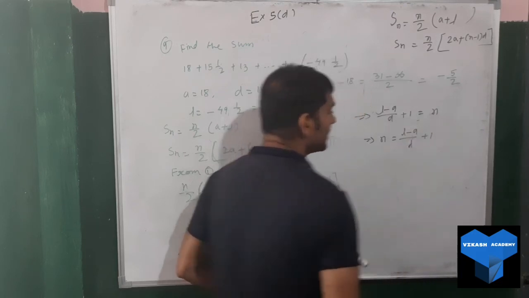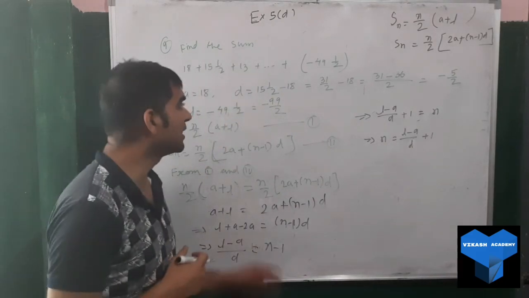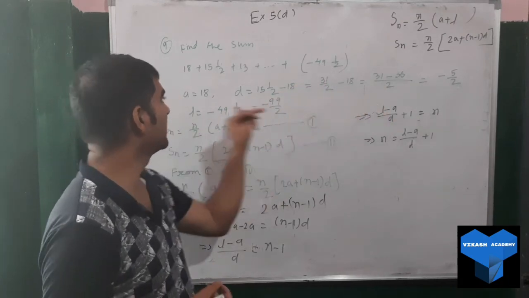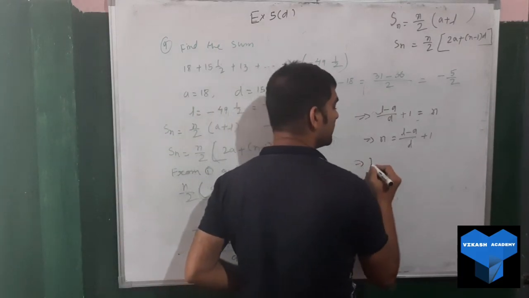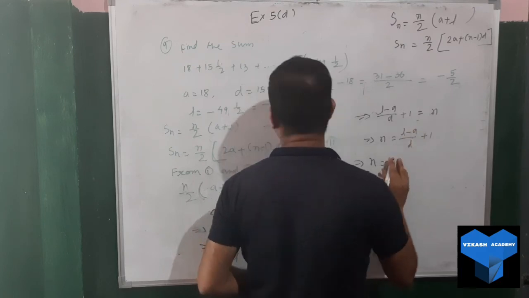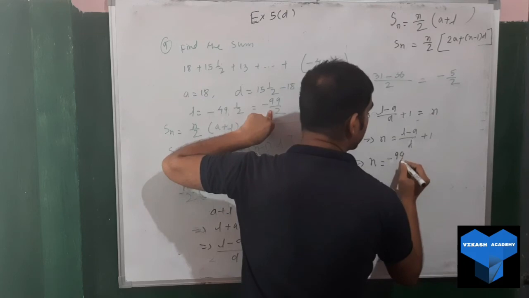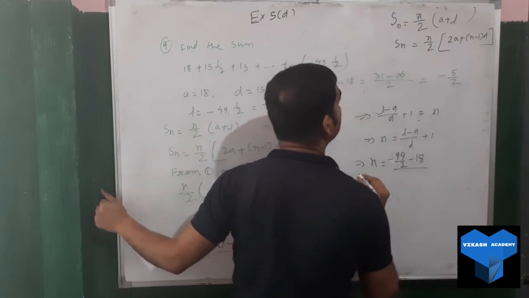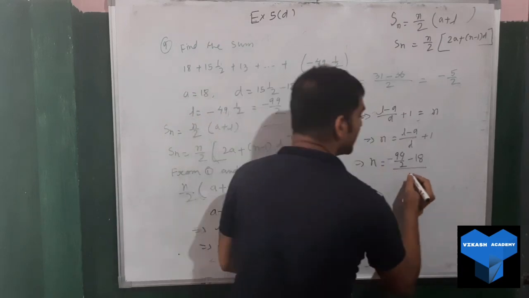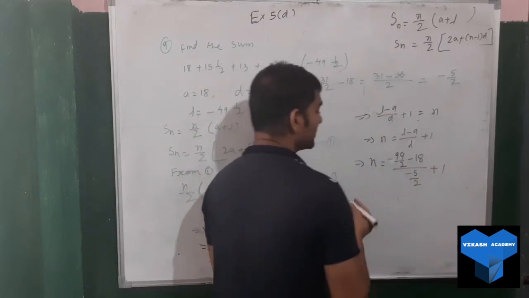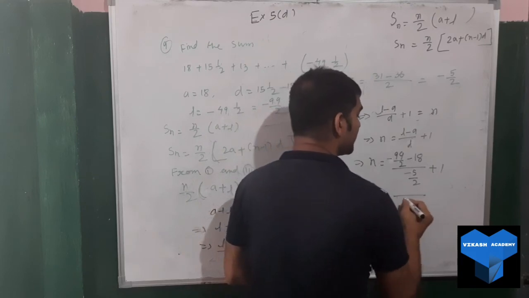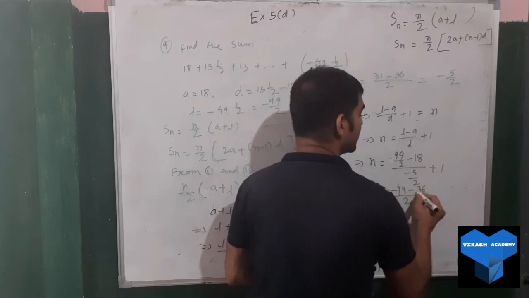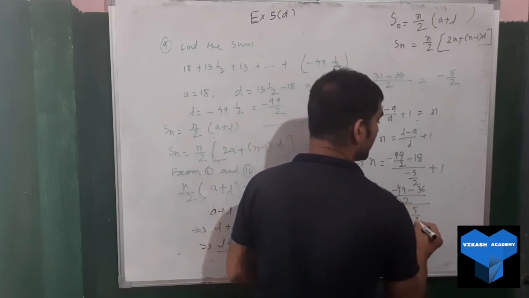So this one we got, yes or no: l minus a by d plus 1. Put this value here. The l value we have, the last term, d we have, and a also we have. Put these values and see how much n we are getting. n will be equal to l, we will write minus 99 by 2, minus a, we have 18, d we have minus 5 by 2, plus 1. See how much we are getting. Take the LCM 2, you will get minus 99 minus 18 times 2 is 36, by minus 5 by 2, plus 1.